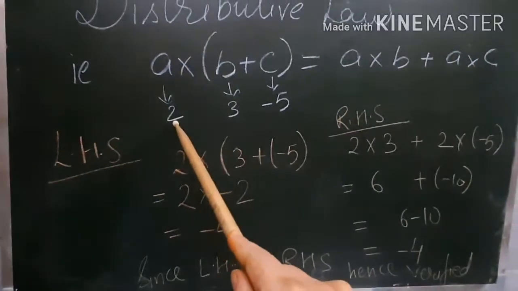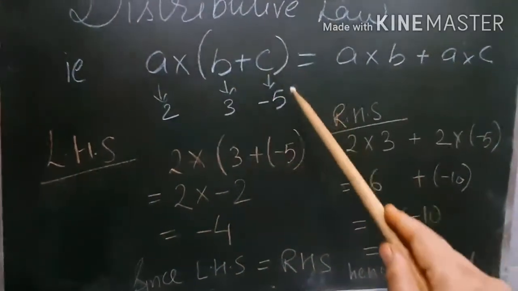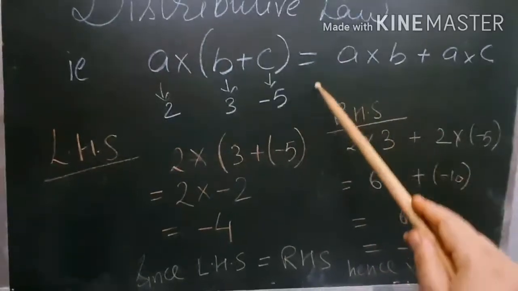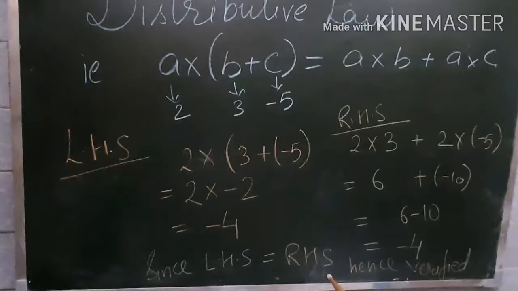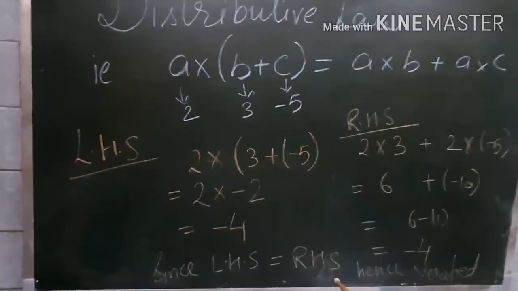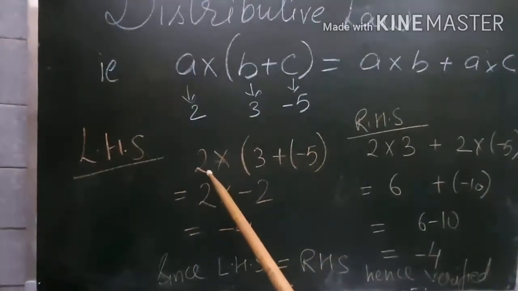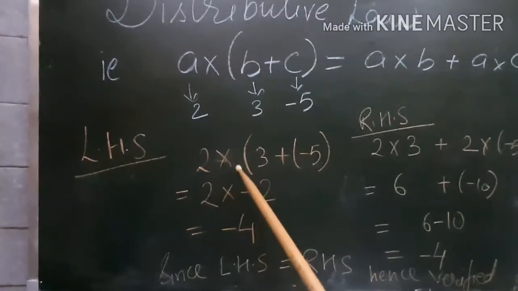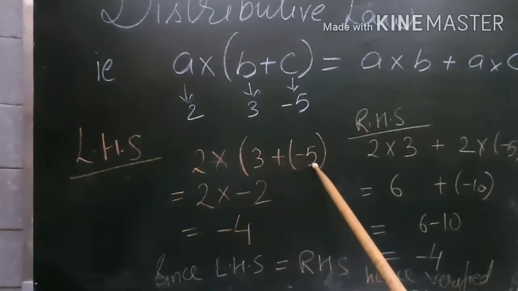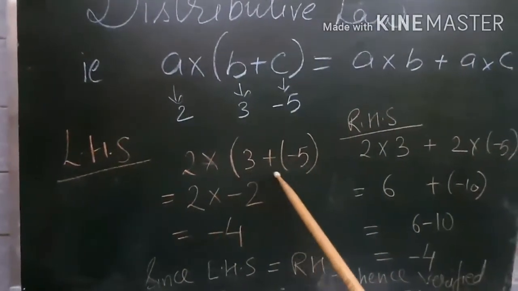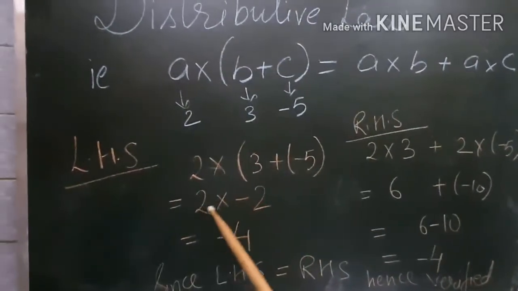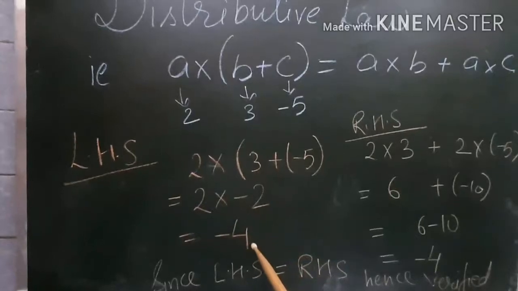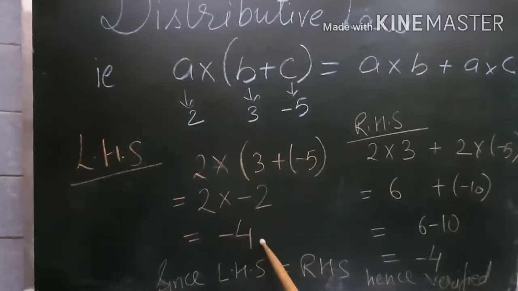I take a as 2, b as 3 and c as minus 5. Now I take this in two parts. One is your LHS and one is your RHS. First have a look at our left hand side. Put the values: 2 multiply (3 plus minus 5). Now what is the value of these two numbers? It is minus 2. 2 multiply minus 2 gives you minus 4.